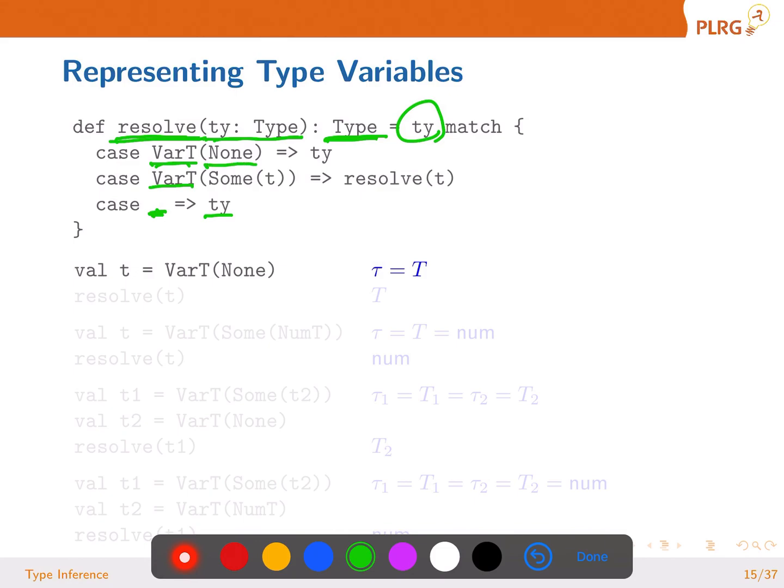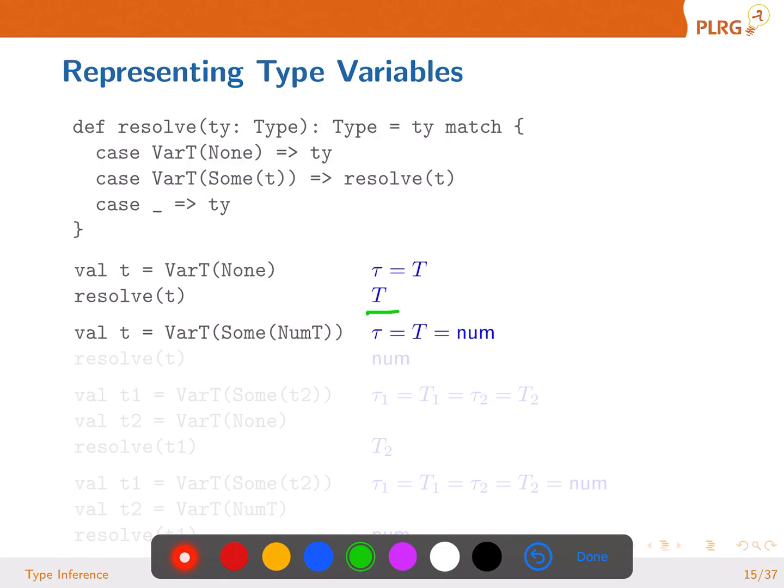Var-T and none does not have any information. Return it as it is. Var-T with some, that should be the same as this type T. Recursively resolve that T. Are you with me? Okay, then let's see. When type tau is just T, resolve T is just T, right? When type tau is var T with some information, what do we do? Resolve that information. Resolve that num-T. So resolve of that thing is num-T.